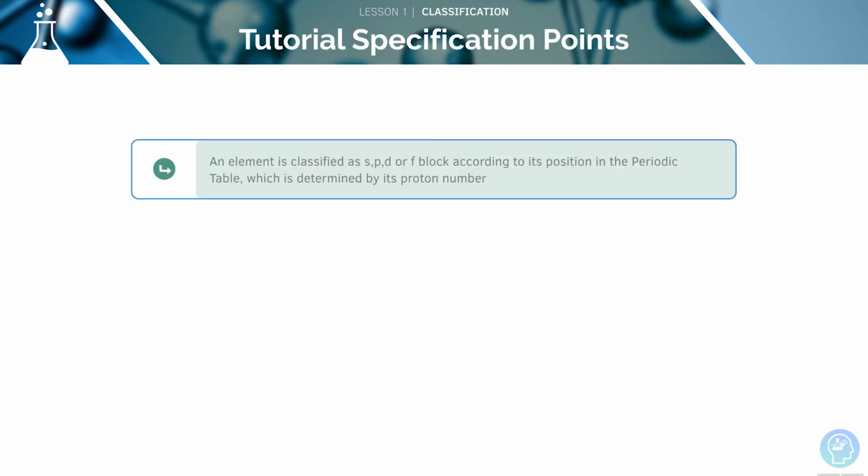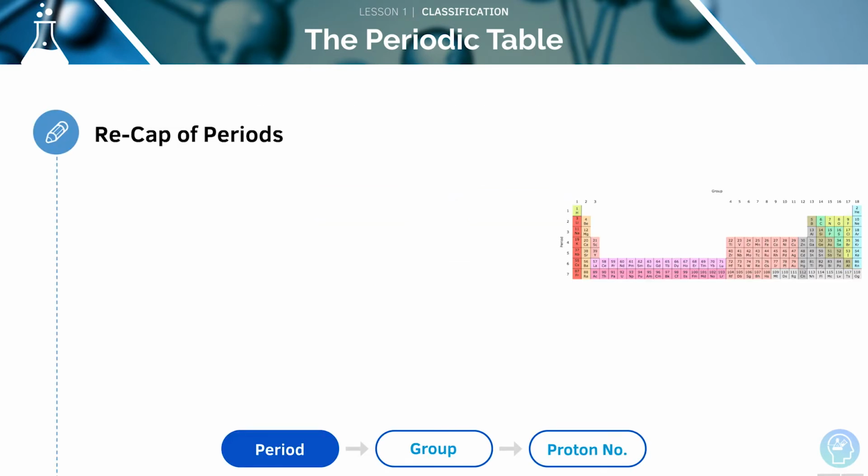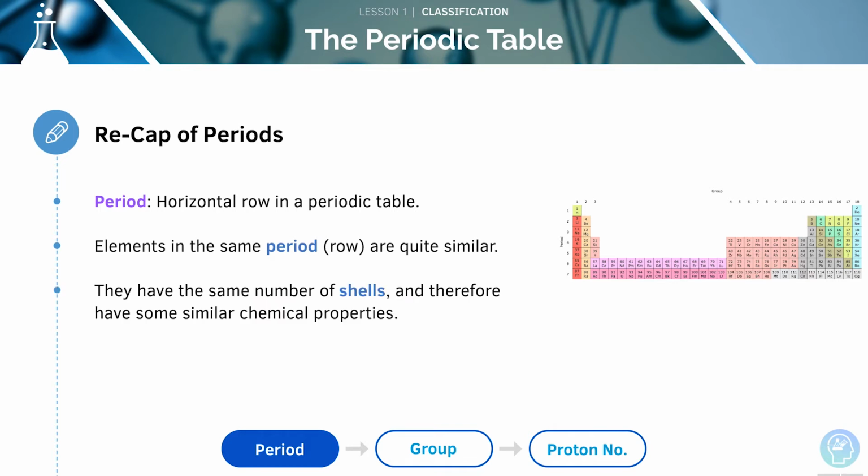Here is the AQA specification point for today's lesson. We'll look at how to classify the elements within the periodic table. Let's have a quick recap of periods, groups, and proton number. Earlier, we learnt the definitions of a period and a group as applied to the periodic table. A period is one of the horizontal rows in the periodic table. All the elements in a period have the same number of electron shells, and therefore they have similar chemical properties.